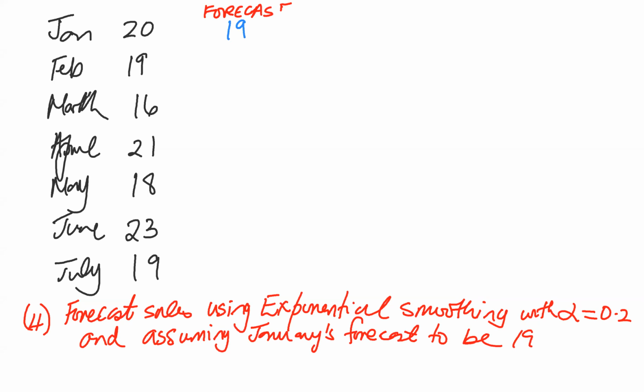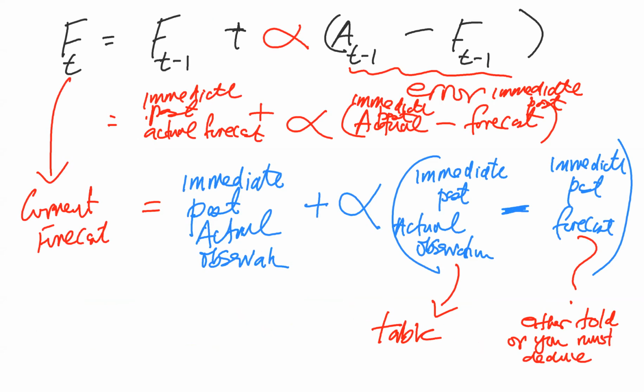Now to calculate the forecast for February, remember what our formula says we need? We need the immediate past actual forecast. Sorry, I said that wrong. Actual and forecast cannot go into the same term. My mistake there. What we need is the immediate past forecast. So let me correct that. We need the immediate past forecast plus alpha times the immediate past actual observation minus the immediate past forecast. Sometimes the lecturer can make a boo-boo too, right?